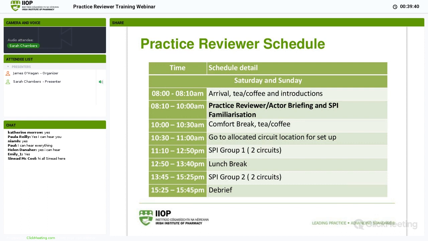We'll give you time for a break then, and then we'll go and do the circuit for the morning. We'll have a lunch and then the circuit again for the evening. So the SPI Group 1 and Group 2. So that's roughly what the day will look like.